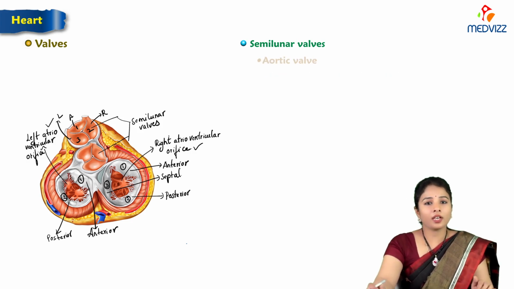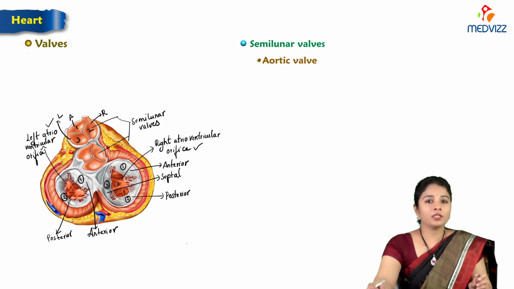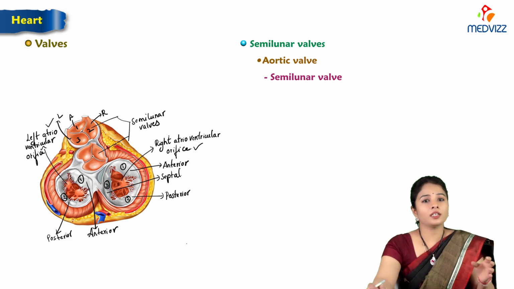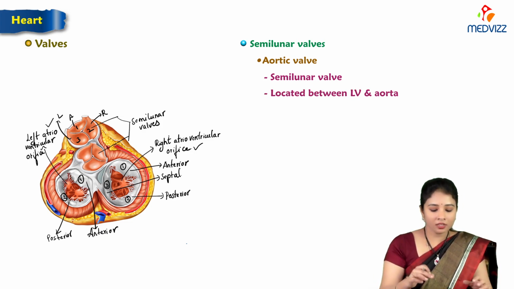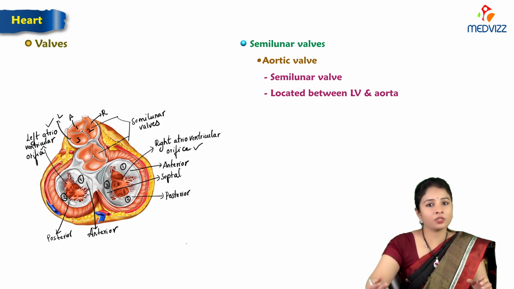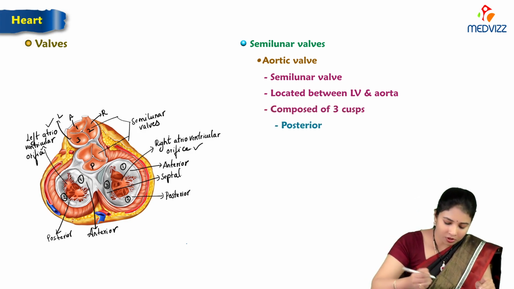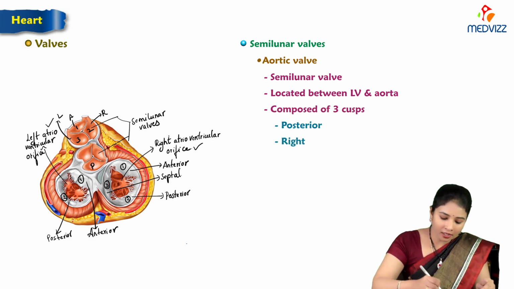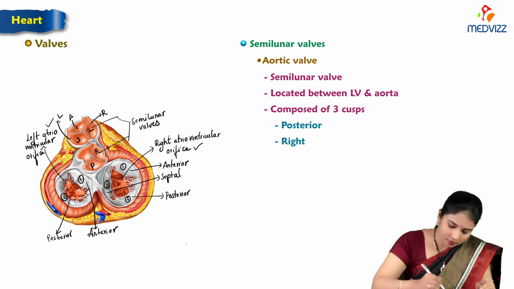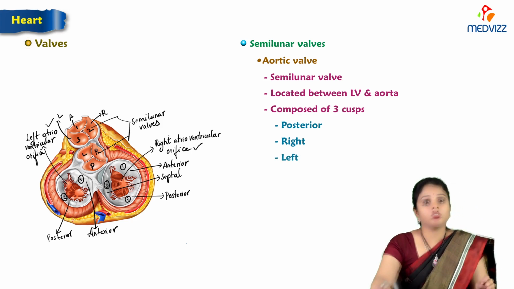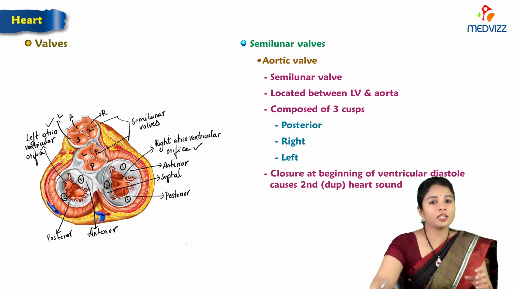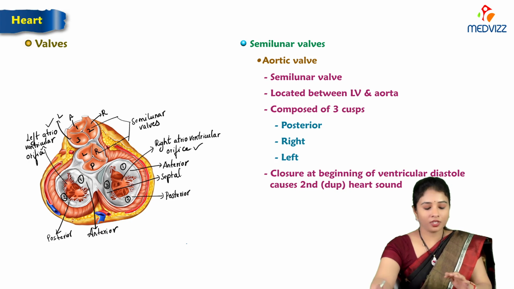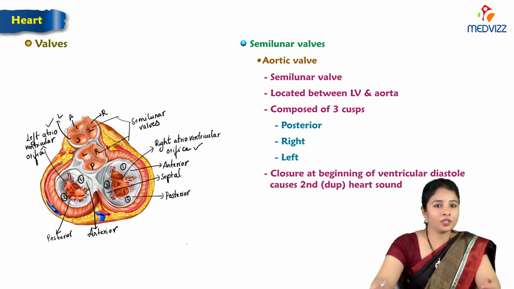Let's discuss the aortic valve also. The aortic valve is also a semilunar valve and it is located between the left ventricle and the aorta. It is composed of three cusps again. This is the posterior cusp, this is the right cusp, and this is the left cusp. Its closure at the beginning of ventricular diastole causes the second dub of the heart sound. So that is about the semilunar aortic valve.